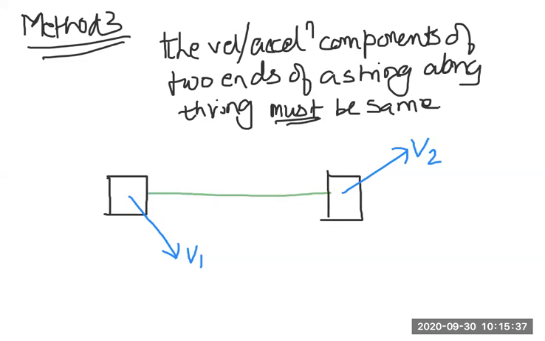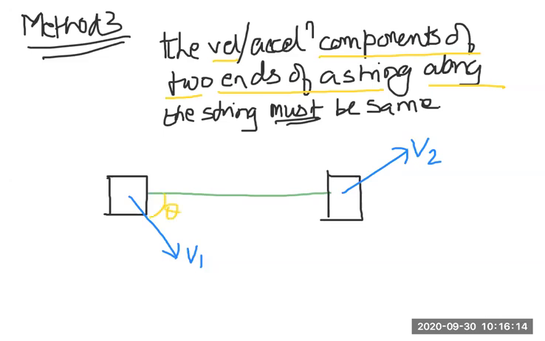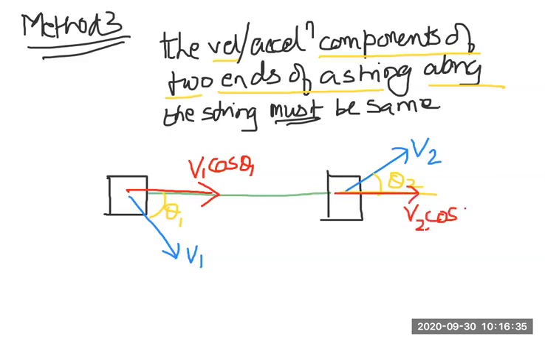Then the velocity components of the two ends of a string along the string must be same. तो अगर ये ग्रीन लाइन का लेंथ सेम रहना है, तो जो वेलोसिटी कंपोनेंट्स हैं अलोंग द स्ट्रिंग या एक्सेलरेशन कंपोनेंट्स, दे मस्ट बी सेम. इस ब्लॉक की वेलोसिटी का कंपोनेंट यहाँ पे है v1 cos theta 1, और ये वेलोसिटी का कंपोनेंट यहाँ पे है v2 cos theta 2.